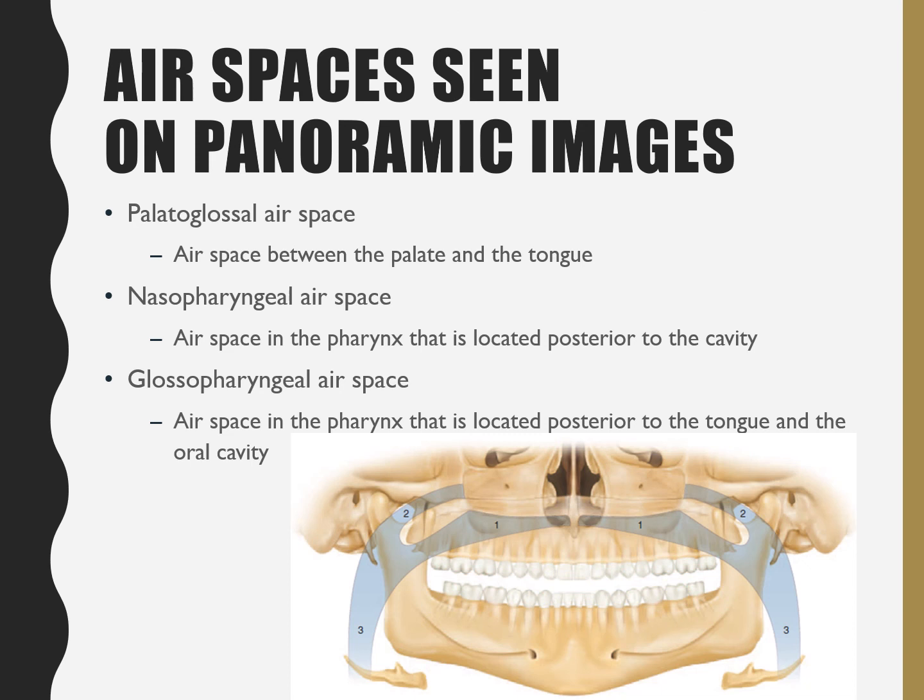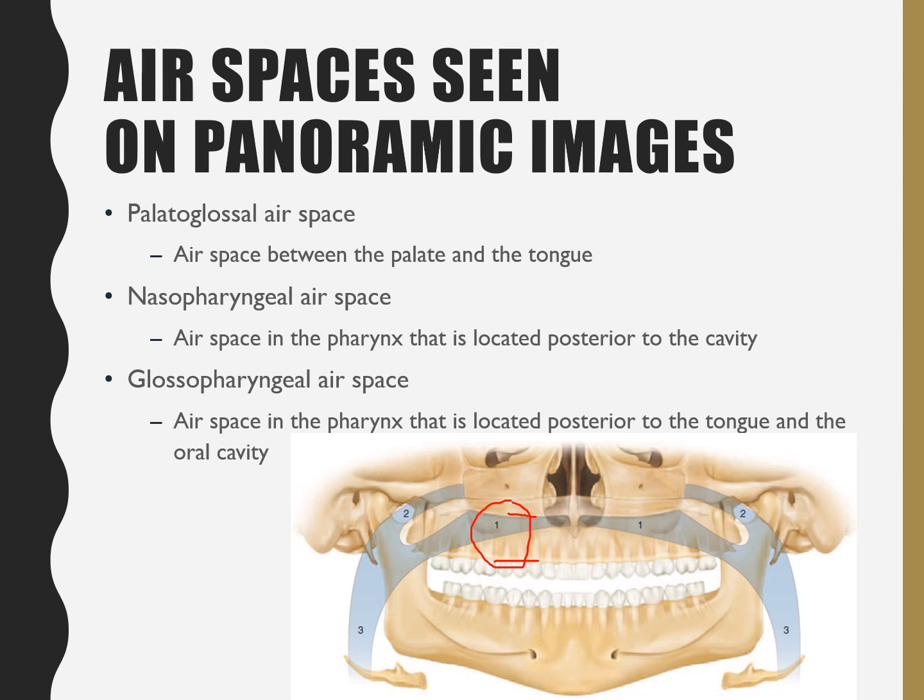Like you got this, okay? So we're just going to break these down by where they are. The airspace between the palate and the tongue is going to be the palatoglossal. It's easy to remember because the palate is palato and glossal means tongue. We all know that. So the airspace between the palate and the tongue is going to be number 1, which is the palatoglossal airspace.